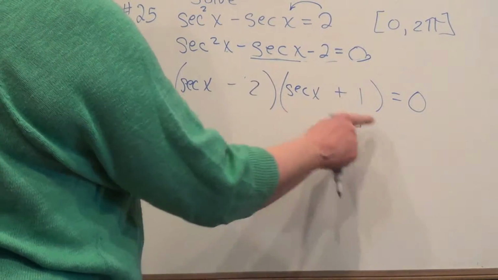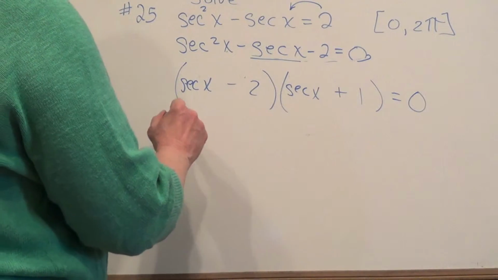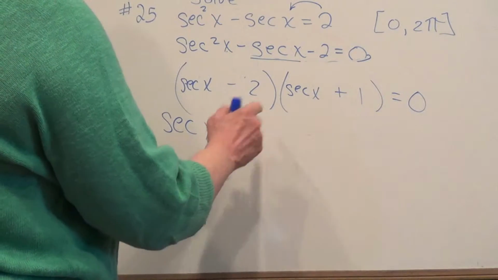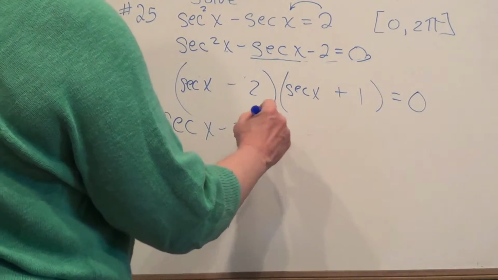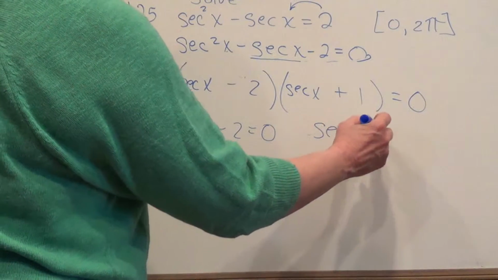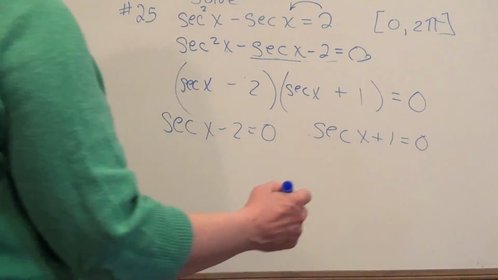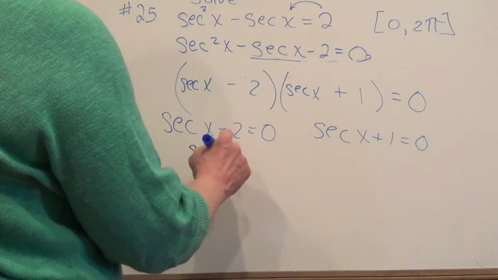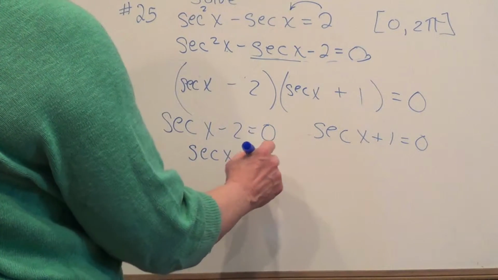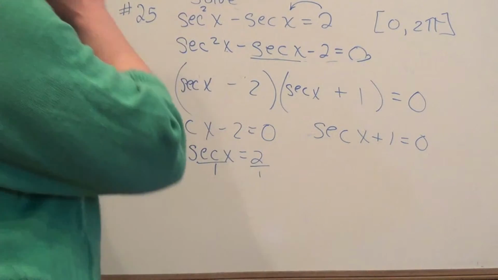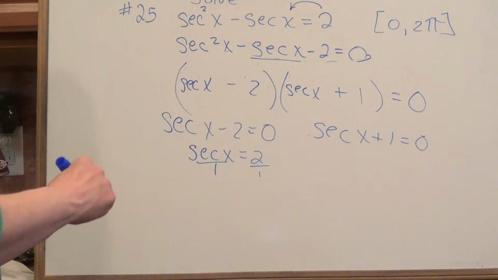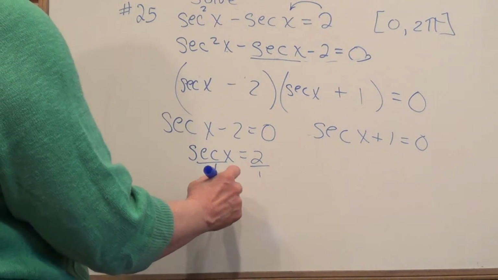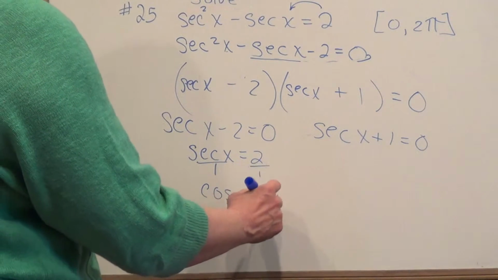So we have it factored correctly. Let's go ahead and set each factor equal to 0 and solve. So secant x minus 2 equals 0, and secant x plus 1 equals 0. I will move the 2 over, and it's more familiar for me if I flip these. So when I flip secant, I get 1 over secant, which is cosine, and this becomes 1 over 2.